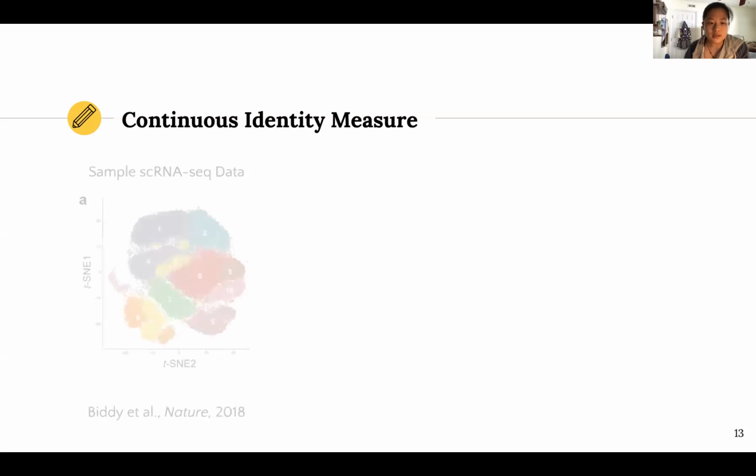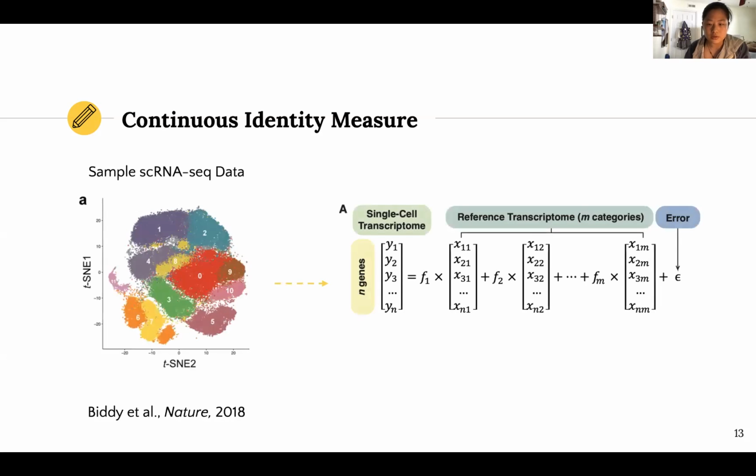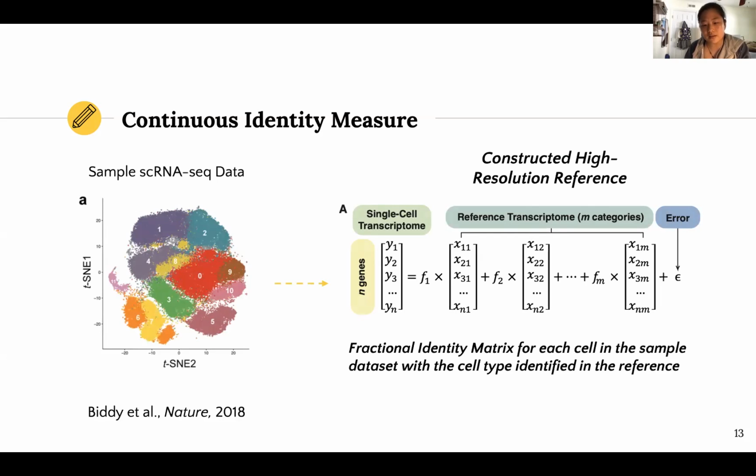Using this, we will be able to construct a high resolution reference including all the different individual cell types that are involved in this single cell RNA sequencing sample. And then using quadratic programming again, we will be able to get the fractional identity matrix for each cell in the sample data set with the cell types identified in the high resolution reference.